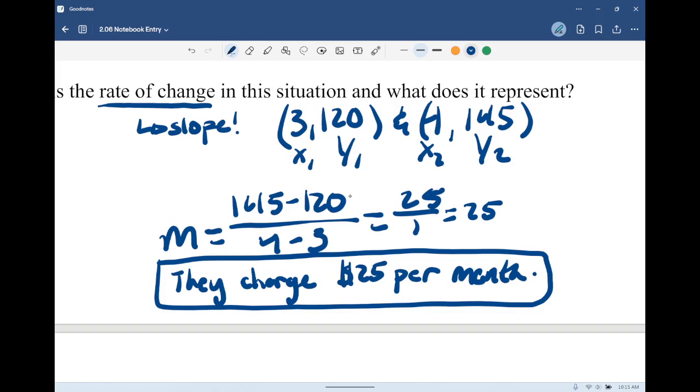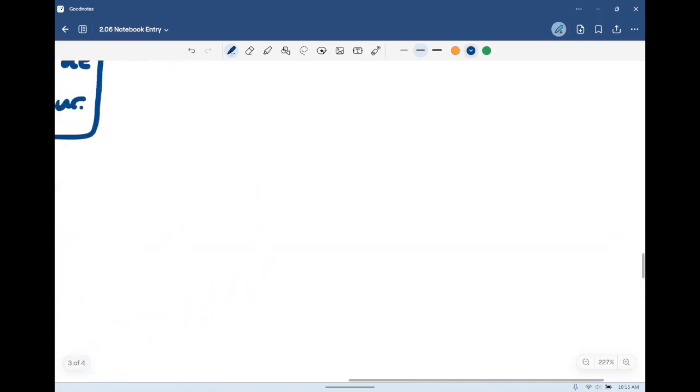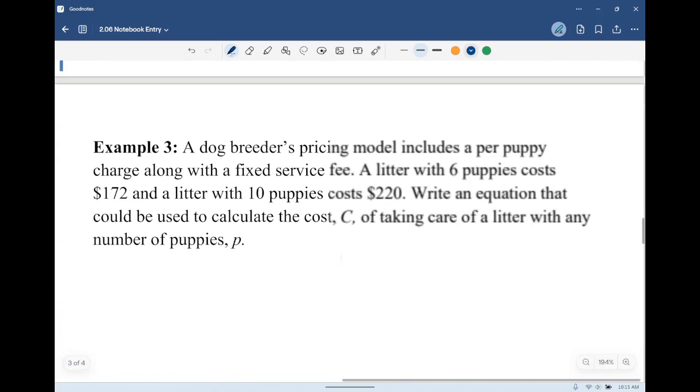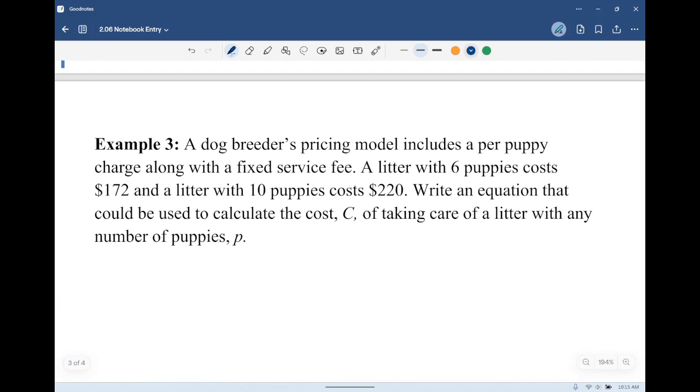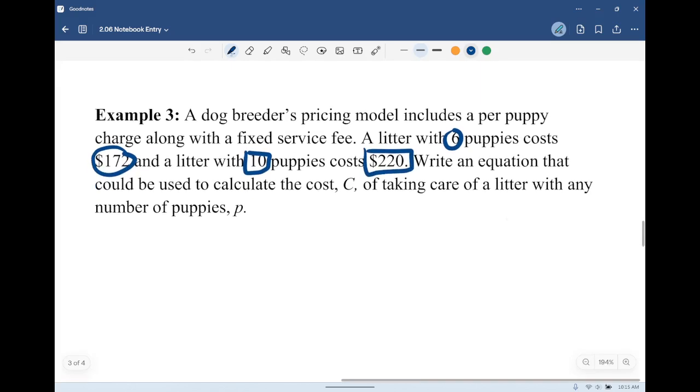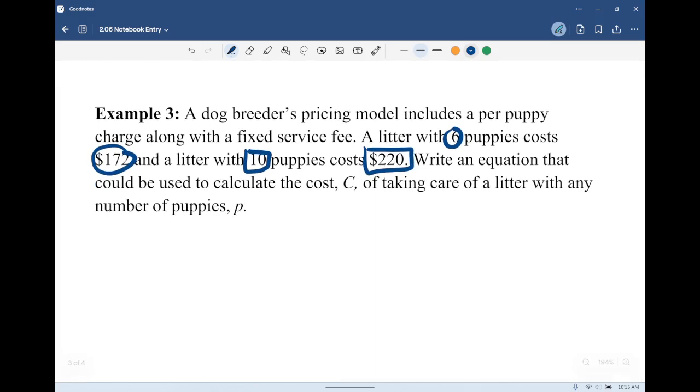All right, I'm going to go to example 3. I'm going to go through it kind of fast for the sake of time. We are not going to actually do all of it. I just need to find slope on example 3. So, we have pricing for a dog breeder. We know 6 puppies is $172. 10 puppies, $220. Those are my 2 coordinate points. I'm going to have 6, 172. And 10, 220, x1, y1, x2, y2.